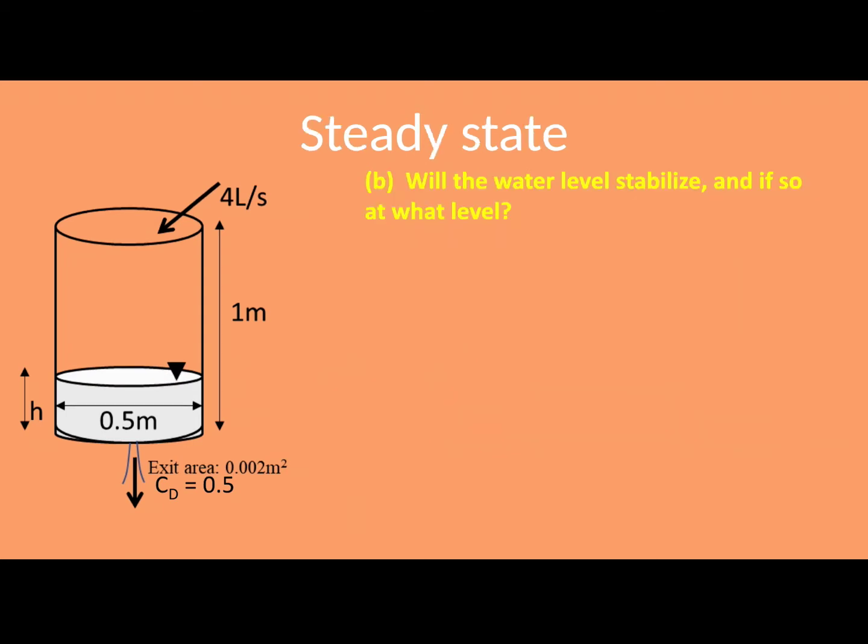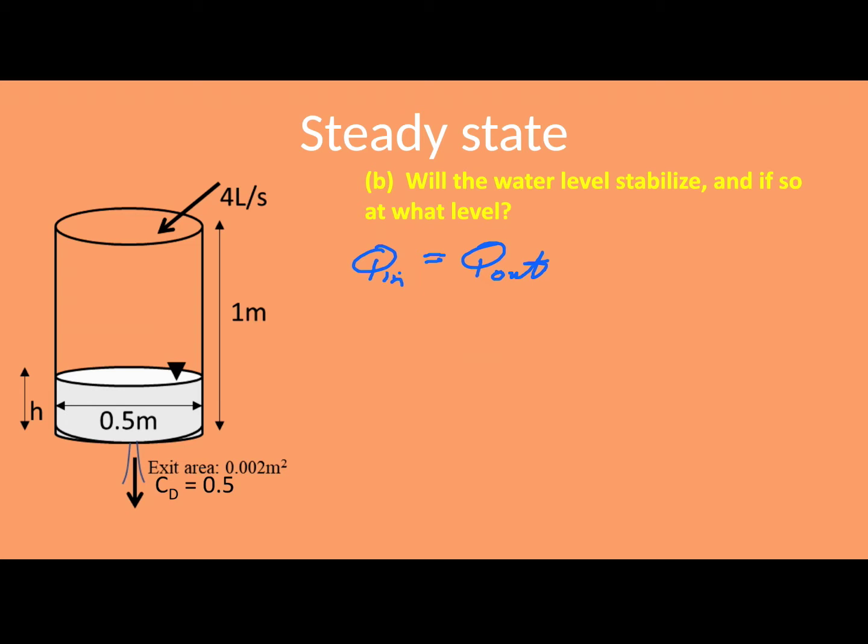So will the water level ever stabilize, and if so, at what level? So for this one, what we want to do is we want to write out our steady state equation. So I'll do that here. So Q in is equal to Q out.